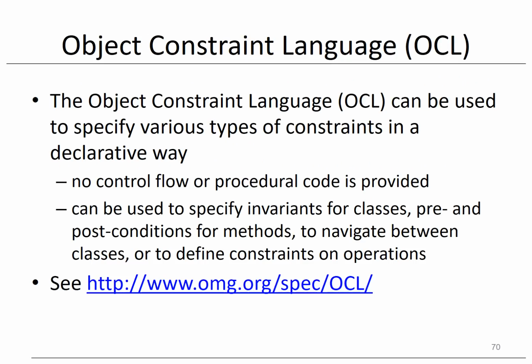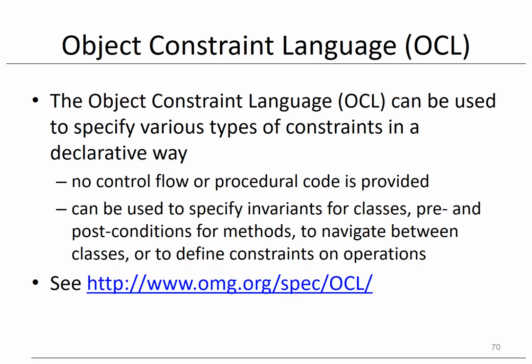The object constraint language, OCL, which is also part of the UML standard, can be used to specify various types of constraints. The OCL constraints are defined in a declarative way. They specify what must be true, but not how this should be accomplished. In other words, no control flow or procedural code is provided.